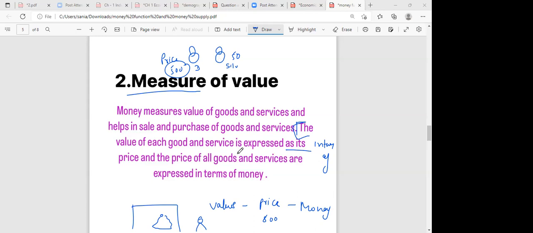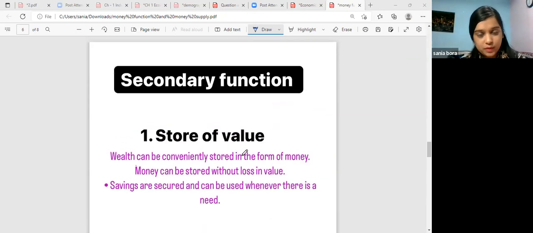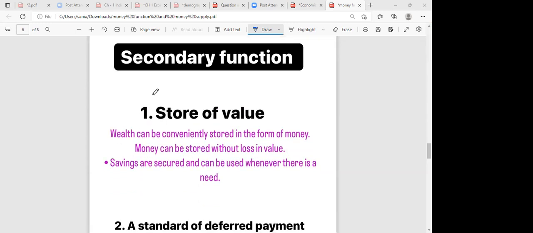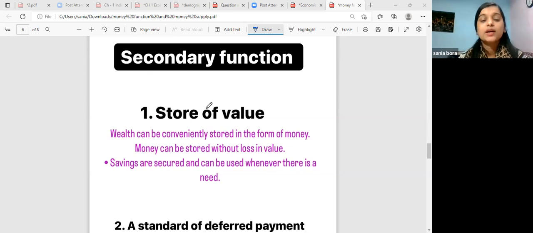Okay. So now we'll do the secondary function. So ma'am, what are secondary functions? Okay, ma'am. So the first secondary function is store of value, right? The main thing is that you have to learn a few things, right? So ma'am, what is store of value?